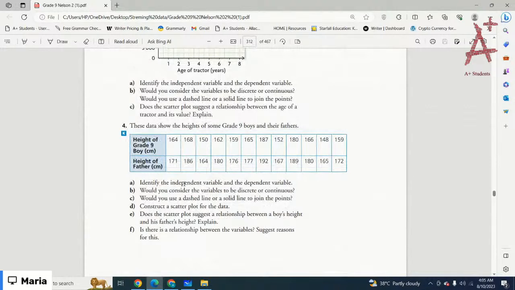Then E is, does the scatter plot suggest a relationship between a boy's height and his father's height? Explain. Yes, that is a proportional relationship. You can see as the height of the father is increasing, in the same way the height of the student is increasing. Is there a relationship between the variables? Yes, they are related by a genetic factor. The genetics of the father will influence the height of the father as well as the height of the son. Okay, let's just move on to the next question.